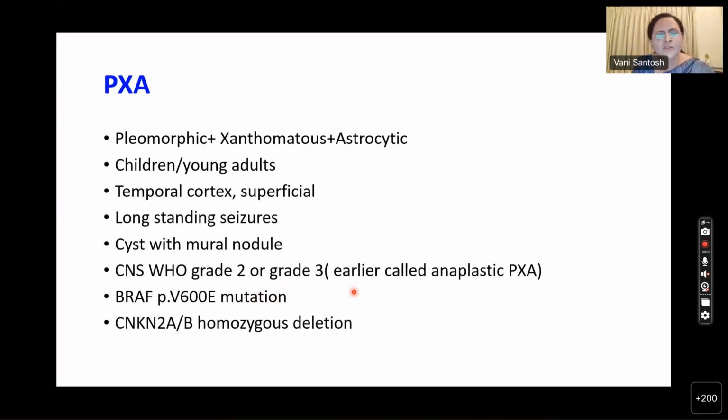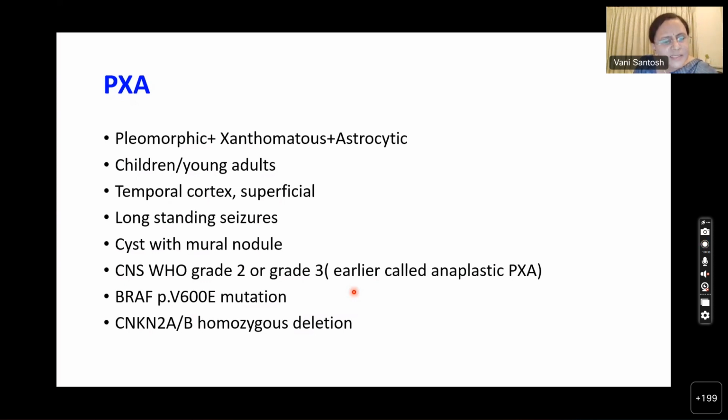What is pleomorphic xanthoastrocytoma? As the name indicates, it's a pleomorphic tumor which has xanthomatous cells, as you saw. It is astrocytic because we saw GFAP positivity. Usually occurs in children or young adults. Most often a temporal cortex, superficially placed tumor with a mural nodule is the characteristic feature. Patients present with long-standing seizures. There are two grades, CNS WHO grade 2 and 3. The grade 3 tumor was earlier called anaplastic PXA, but we don't call that now. We just say CNS WHO grade 3.